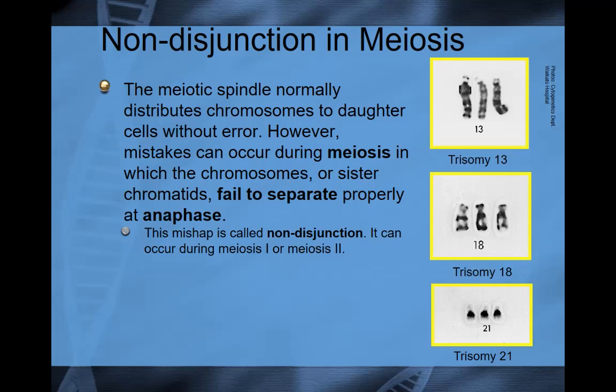So on the right here, what you can see are 3 different examples of trisomies: trisomy 13, trisomy 18, and trisomy 21. Now, we've already talked about trisomy 21 because that's the one that causes Down syndrome. Trisomy 13 and trisomy 18 are typically inherited diseases that can be problematic in development. And in both cases, the individuals born with these typically do not survive past the age of 2 or 3.